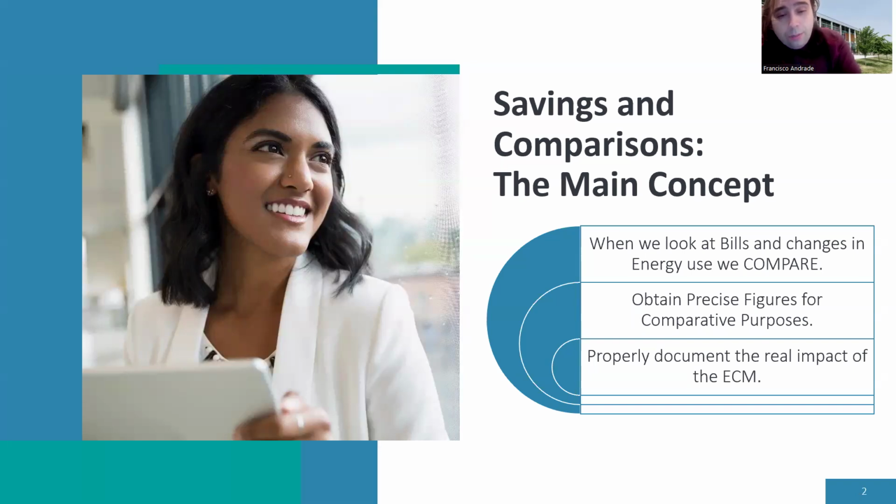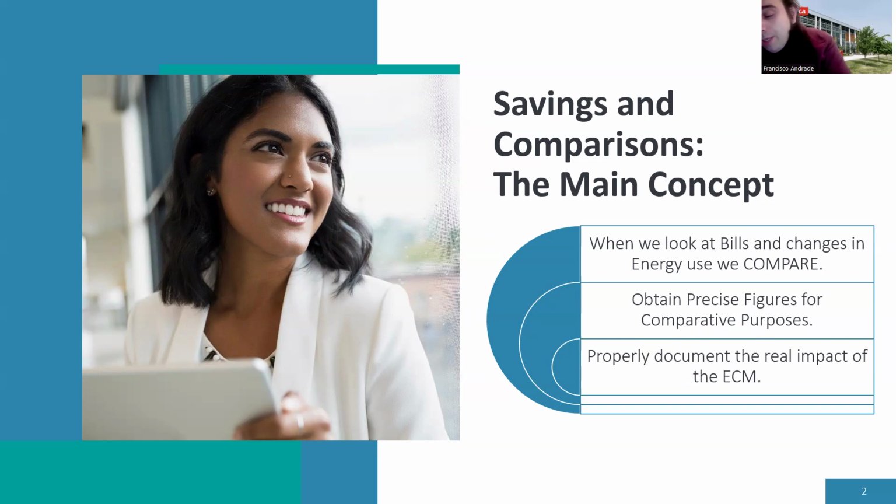So this protocol is all about savings and comparisons. Savings and comparisons in the sense that we're usually looking at energy conservation measures. These energy conservation measures are to be put under scrutiny to see if they were effective or not, right? So we have a past without the energy conservation and the present with the energy conservation, which gives us the capacity to make comparisons through time.